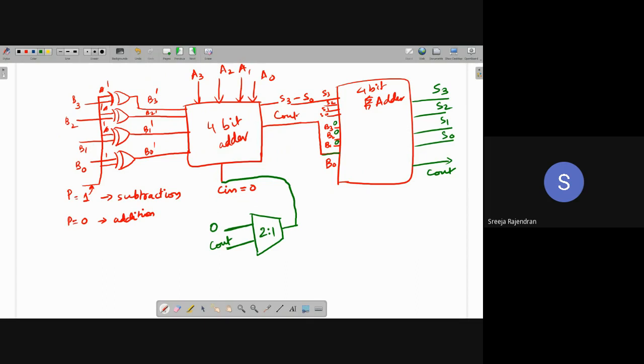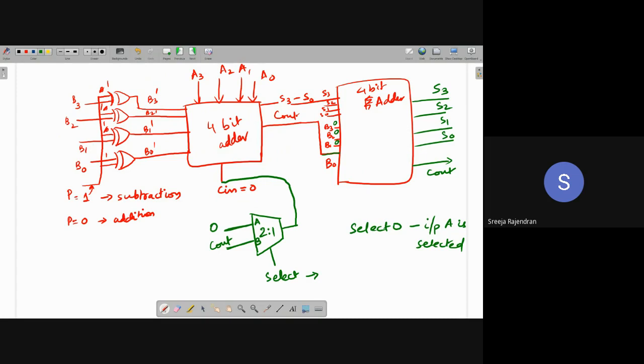Initially I have a control, a select signal. Usually I have a select pin, so this becomes a manually controlled circuit. I set the select pin. If this is A and B, I'm saying my two inputs are A and B. If I set the select to 0, input A is selected. That is the rule.